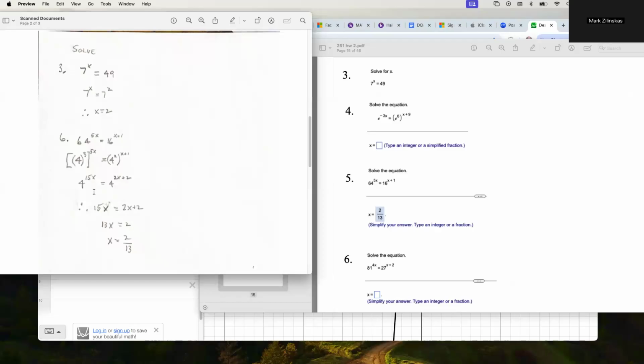Now I have powers with like bases, and so therefore I set the exponents equal to one another. 15x equals 2x plus 2. Subtract 2x from both sides, divide by 13, I get 2/13, and there we go. Remember, make sure you enter your answer here. Pay attention to what this says. You have to type in an integer, which you can't, that's not the solution, or a fraction. If you typed in the decimal equivalent, it's going to mark it wrong.